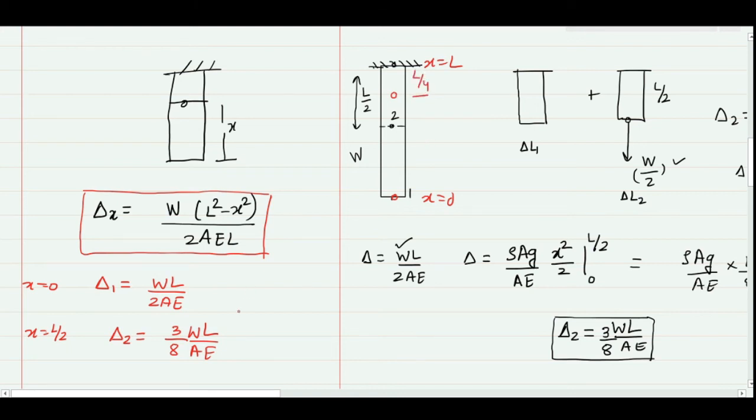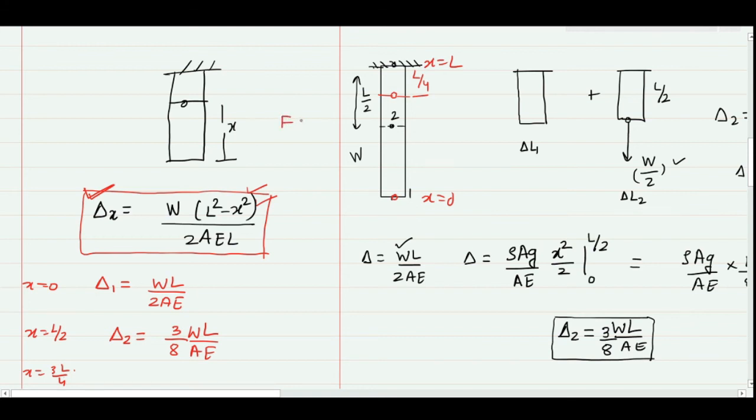So my x will become what? In this case, my x will become 3L by 4. So you can put this 3L by 4 in this equation and you will get the deformation of this point. And you see here that this deformation is a function of x square, not the function of x, which we have seen in the case of force there.